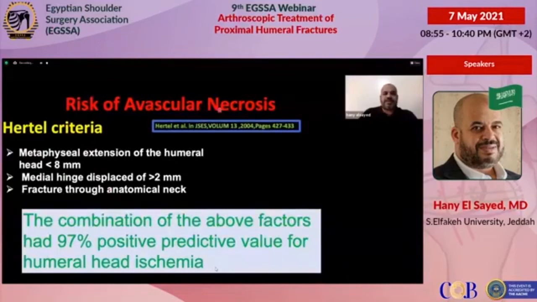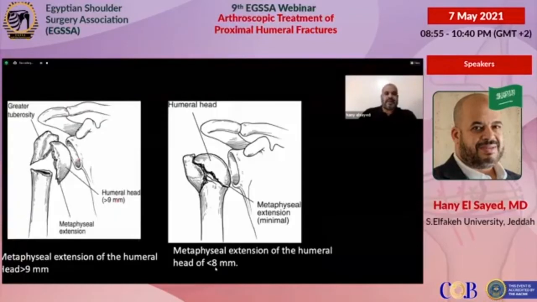So this paper on the risk of avascular necrosis was published by Hertel in 2004, and he described 3 items: the metaphyseal extension, the medial hinge, and the fracture through the anatomical neck. The Hertel criteria found that when the metaphyseal extension is less than 8 millimeters, the medial hinge is displaced more than 2 millimeters, and the fracture goes through the anatomical neck, the risk of avascular necrosis reaches 97%. So it's an important paper.